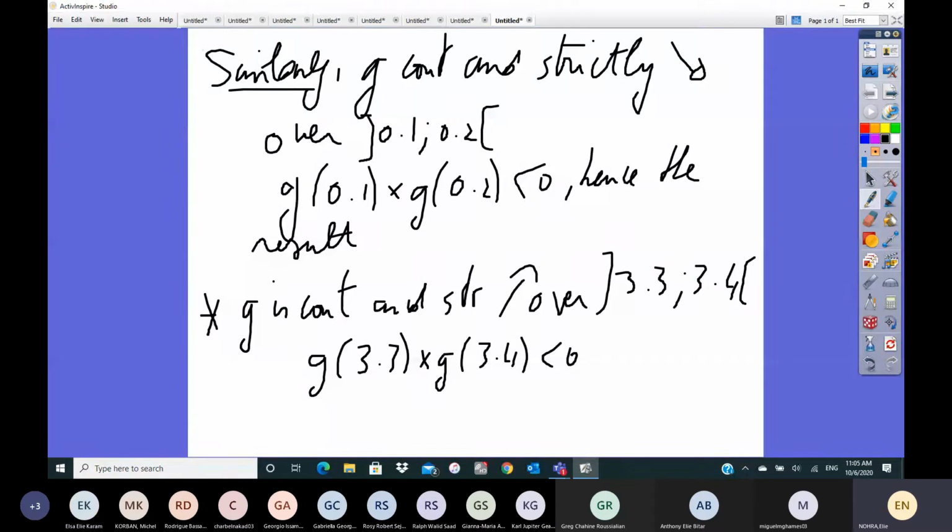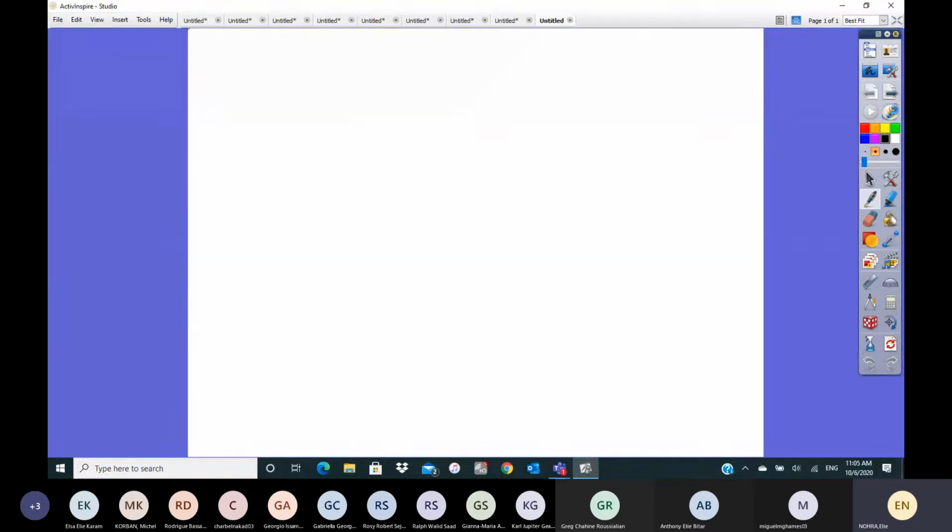Deduce the sign of G. This is the tricky question. Easy, but yet a little bit tricky. Let me repeat once more the table of variations.